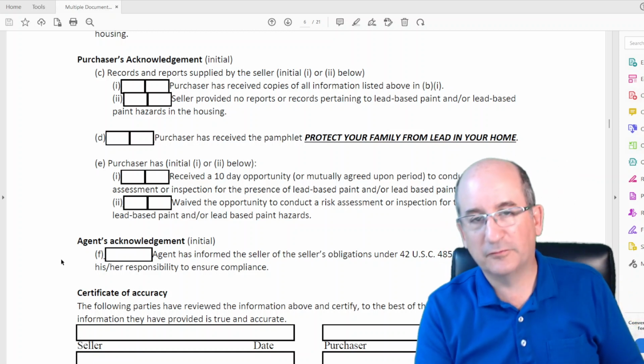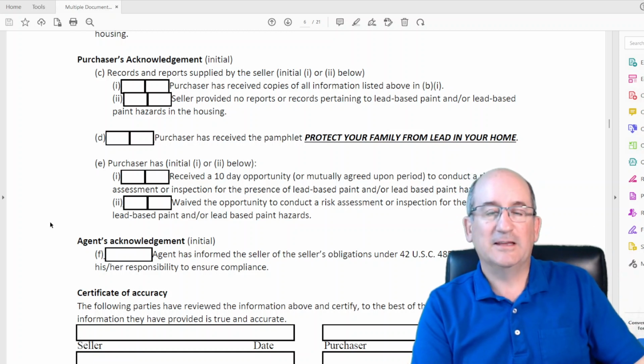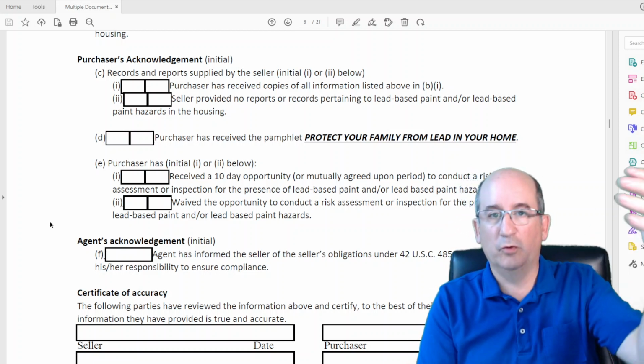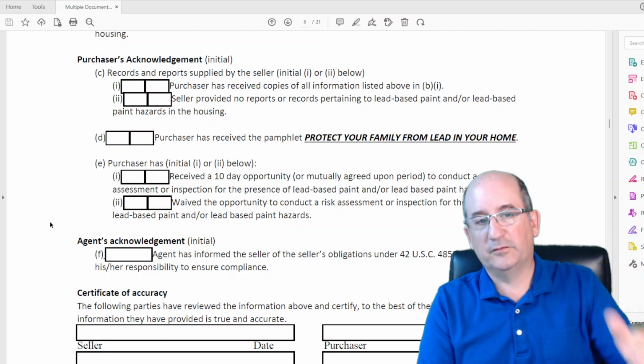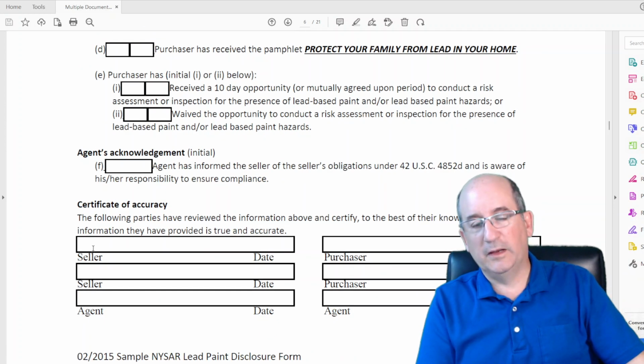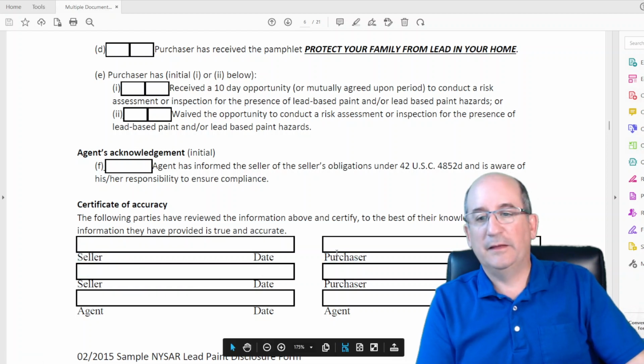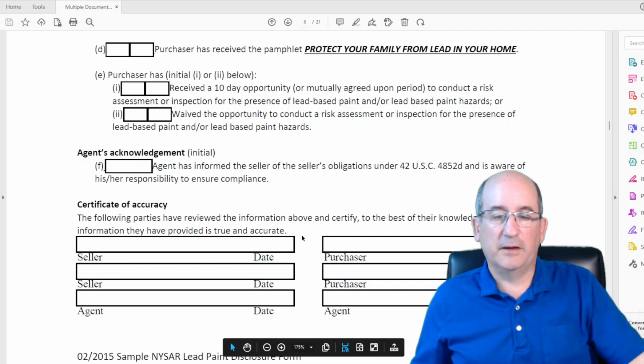It doesn't mean you have to get rid of or remediate or anything. It's just, this is a disclosure. Do you know? Is there, to the best of your knowledge, that hazard in the house? And then this form is unique because not only will the seller sign this, but so will the listing agent. And then the purchaser signs, and then so does their agent. Okay?